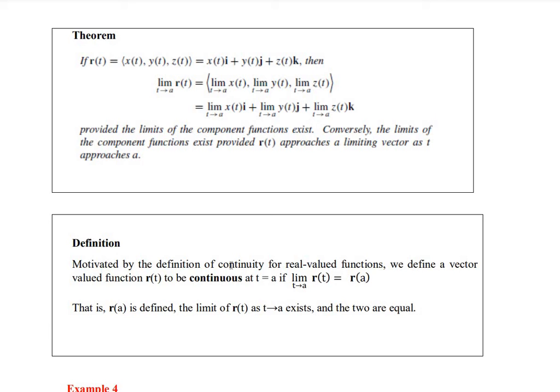Then the definition of continuity. Motivated by the definition of continuity for real valued functions, we define a vector valued function vector r of t to be continuous at t equals a if the limit as t tends to a of vector r of t equals vector r of a. That is, vector r of a is defined, that is the first one. The second condition is that the limit of vector r of t as t tends to a exists, and the two are equal. That is the third one.